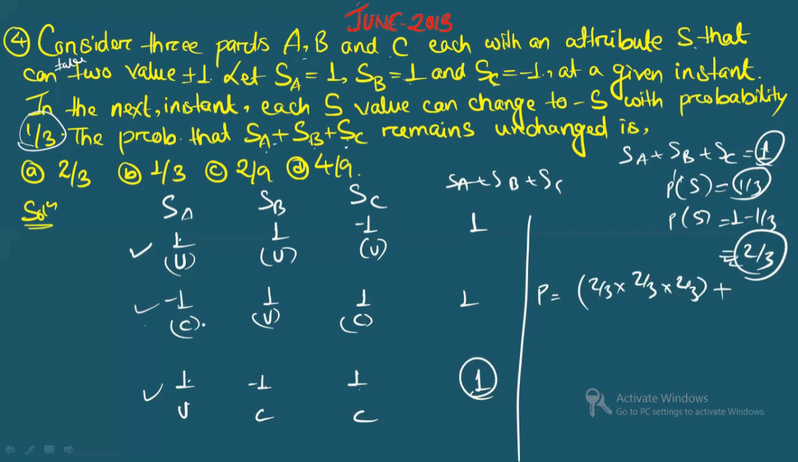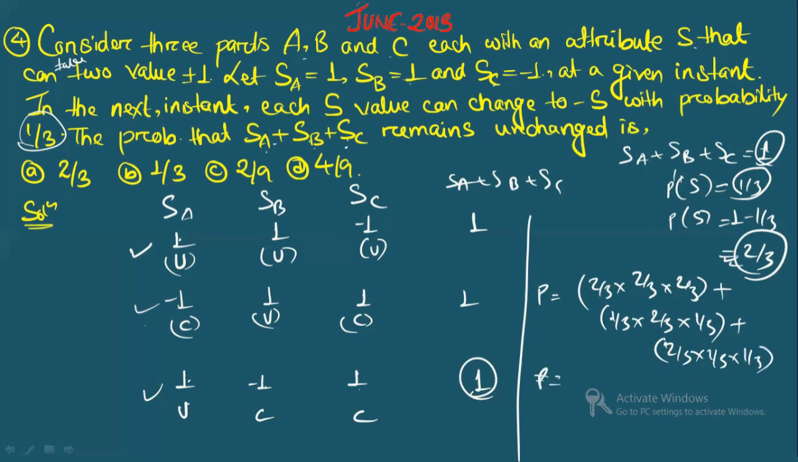Okay, plus for this, it is changed, right? So probability of changing is how much? 1 by 3. Probability of not changing is 2 by 3. Again, probability of changing is 1 by 3. Plus the last one is what? Probability for not changing is 2 by 3, and probability for changing is 1 by 3 and 1 by 3.